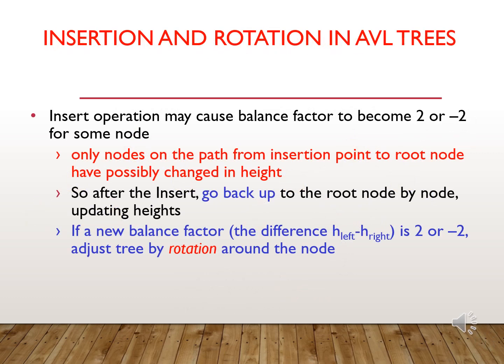Insertion and rotation in AVL trees. The insert operation may cause the balance factor to become 2 or minus 2 for some node. Only nodes on the path from the insertion point to root node have possibly changed in height. So after the insert, go back up to the root node by node, updating heights. If a new balance factor, that is the difference of the height of the left subtree minus height of the right subtree, is 2 or minus 2, adjust the tree by rotation around that particular node.